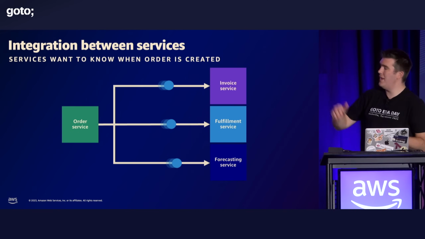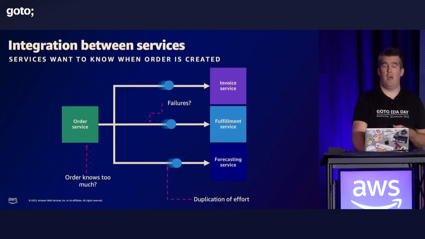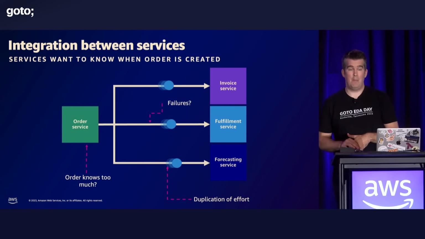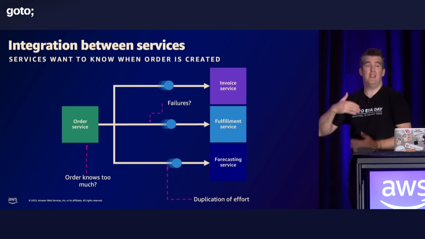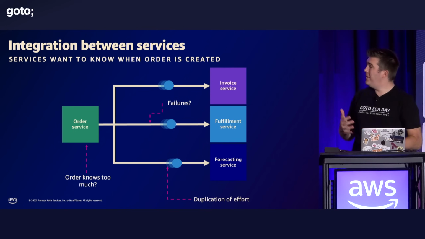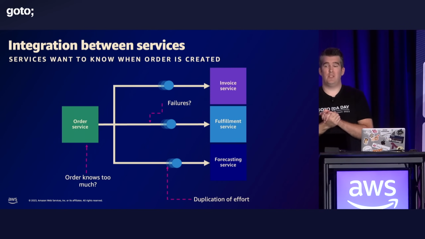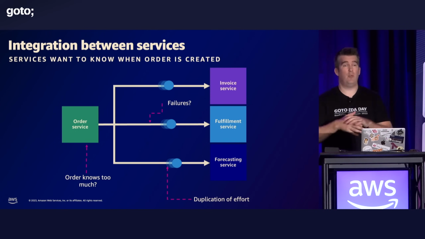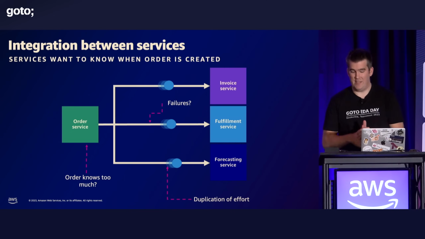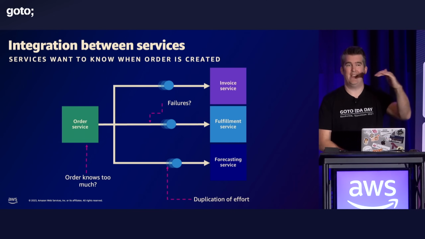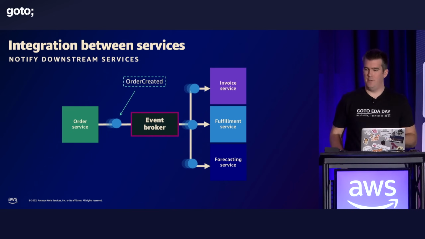So we want to notify these three services that something has happened. So we decide to do this manually. We can integrate with them one, two, three. But again, what happens when the order service knows too much? How do we handle isolated failures and this duplication of effort of integrating each party into the system?